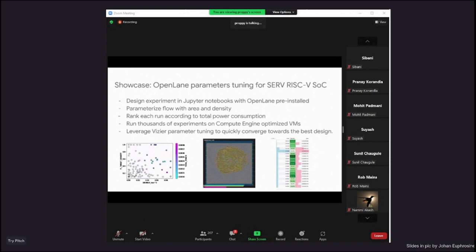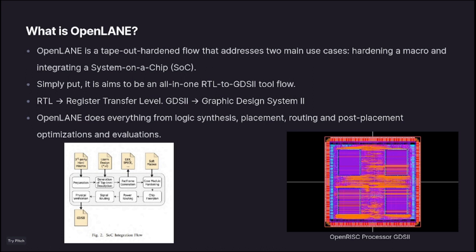But here you can see the design and all the tuning, even the fine tuning, is being done using open source EDA tools like OpenLane, which is quite interesting. Going on, this is more of a technical answer to what OpenLane is. OpenLane is a tape out hardware flow, a hardened flow that addresses two main use cases: hardening a macro and integrating a SoC, right? So again, hardening a macro is basically you defining the hardware to be generated in a certain way.